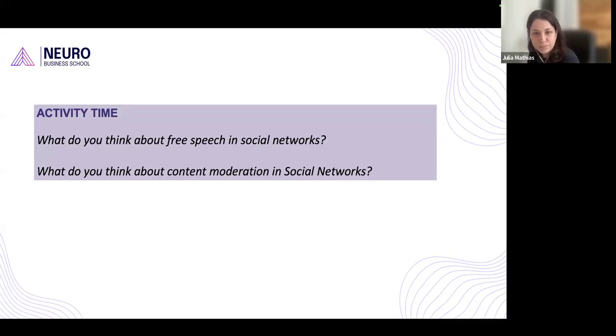Exactly. So we can talk about free speech as something good in general, but free speech in social networks could be dangerous because a lot of people are confused. Yes, a lot of people confuse free speech with the freedom of posting any kind of content without any kind of control. When we are talking about control in social networks, we are talking about content moderation. That's the term that is used. Do you know what content moderation in social networks means?